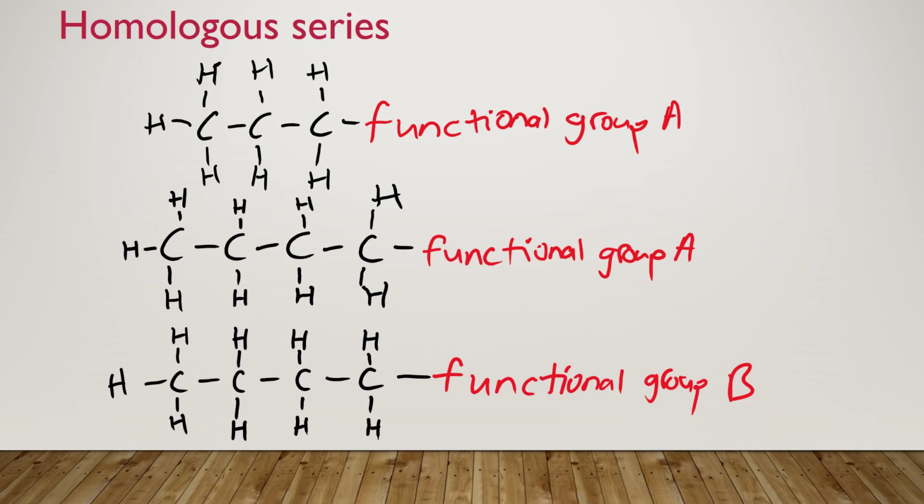So here we have three molecules shown. The first one is 3 carbons long, and the second and the third have 4 carbons in their chains. The difference between the top two and the bottom one is that the top two have the same functional group, functional group A, just being very generic right now, and the third one has a functional group B, a different functional group. So we would say that the first two molecules belong to the same homologous series, or the same family, whereas the third doesn't. It is separate. Because it has a different functional group, we expect it to have different chemistry.